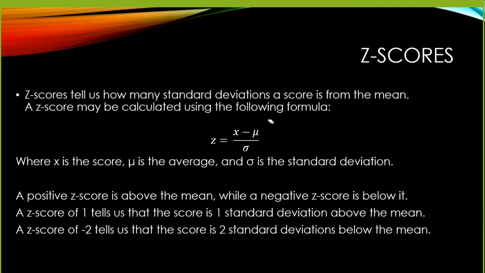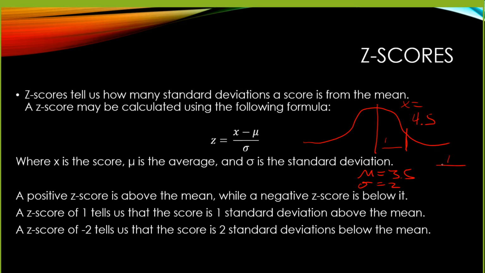So if we had an average of 3.5 and a score of 4.5 with a standard deviation of 2, then I could do this as, if our score is 4.5 and our average is 3.5, then I have 1 unit above the mean. So our distance here is 1 unit.